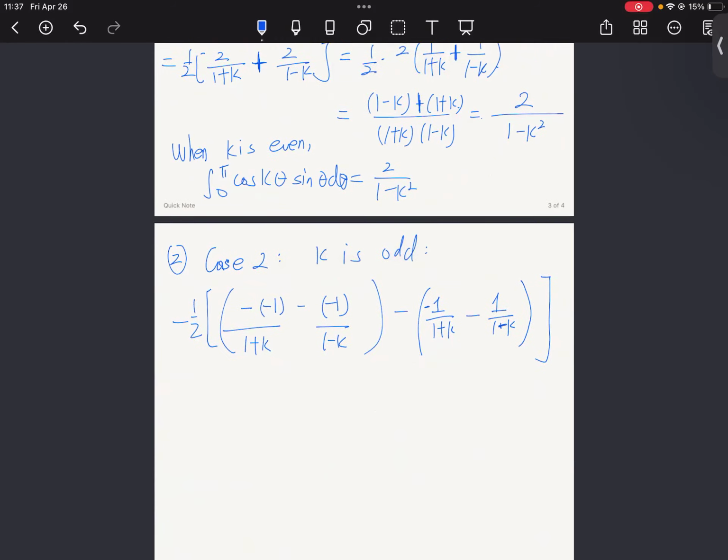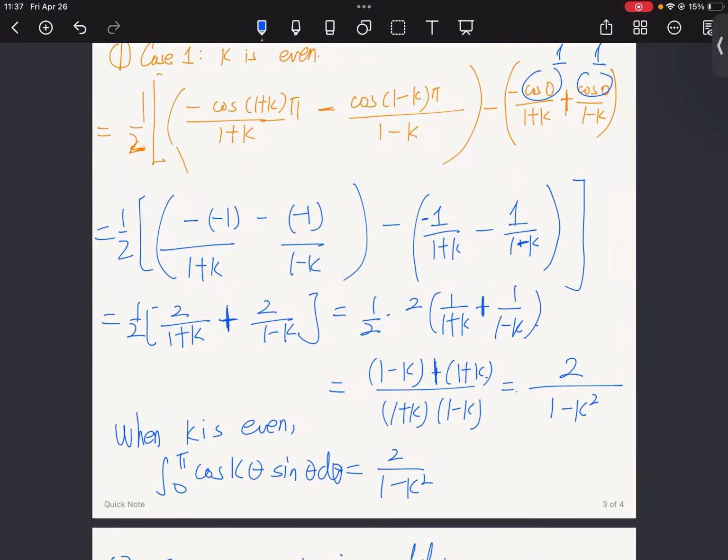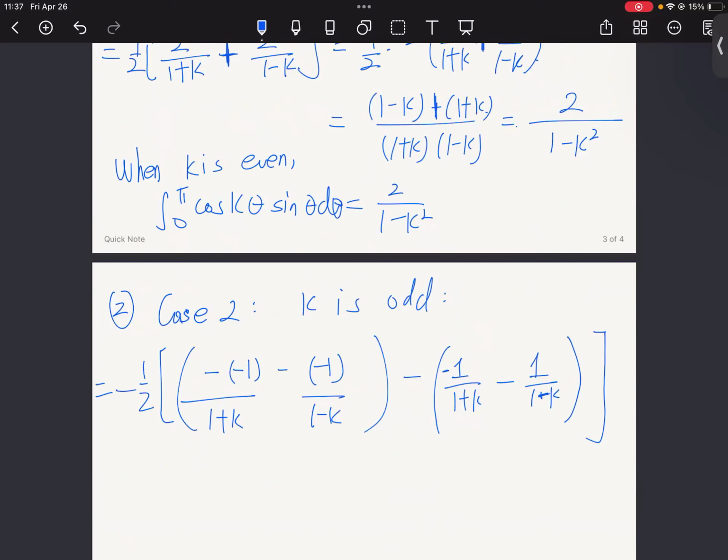Because if k is an odd number, then 1 plus k is just an even number, and then we have an even number of pi. Let's go to the circle again: odd number, even number. So 0, 1, 2, 3, and 4 pi, and then the cosine function at this point is just 1. So I'm going to change the value here, because the cosine function is just equal to 1.